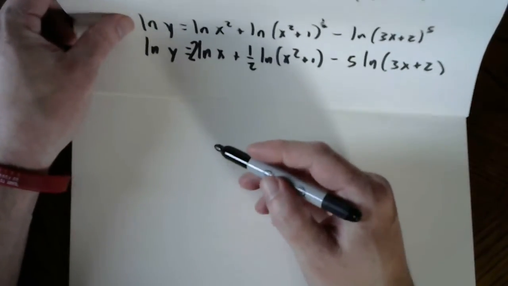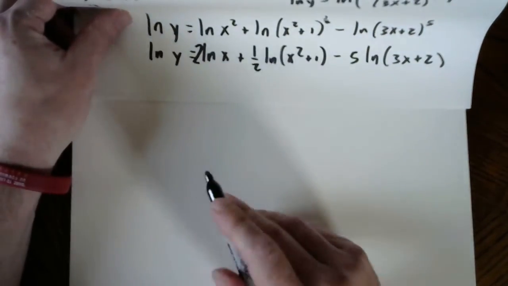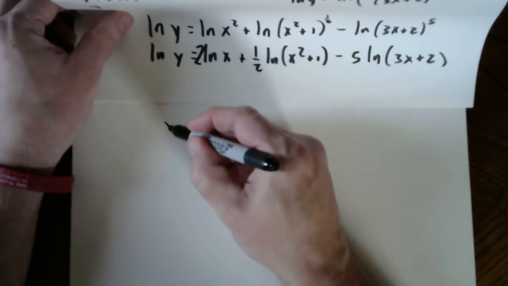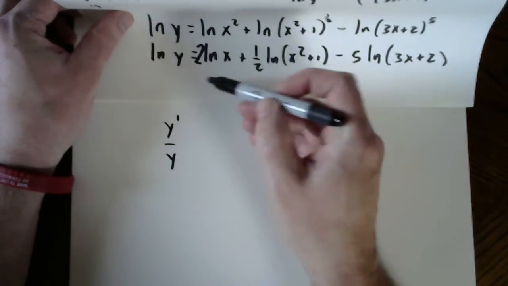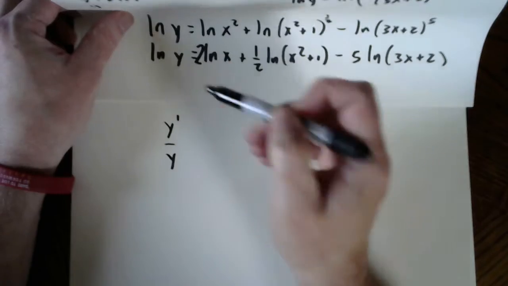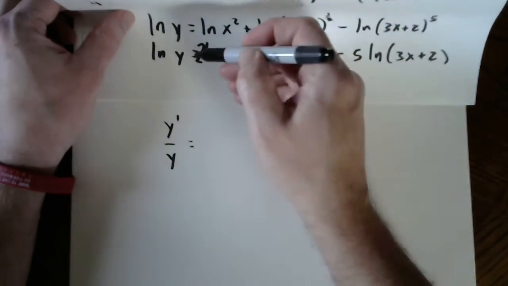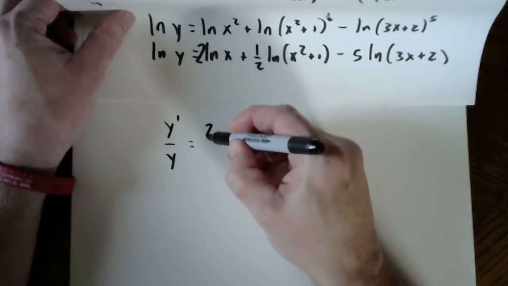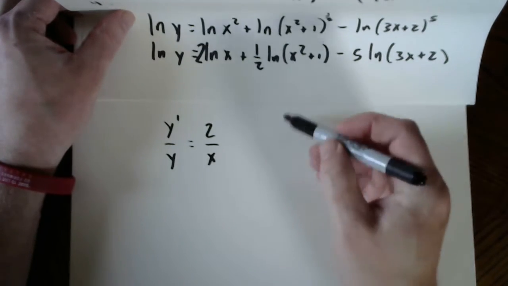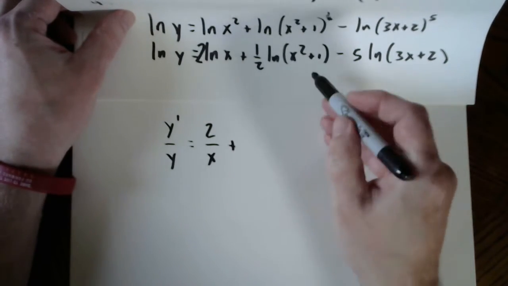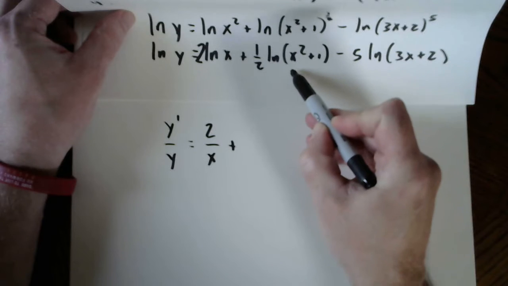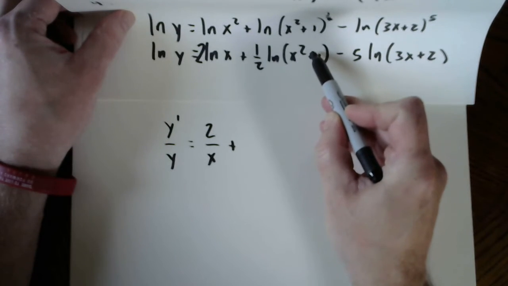Okay, so let's do it like this. I'll try not to do this too much. All right, derivative of the left here, right? 1 over y times y prime via implicit differentiation. All right, 2 times 1 over x. Okay, what about this thing? 1/2, right? This is ln of u, so the derivative will be u prime over u, right?